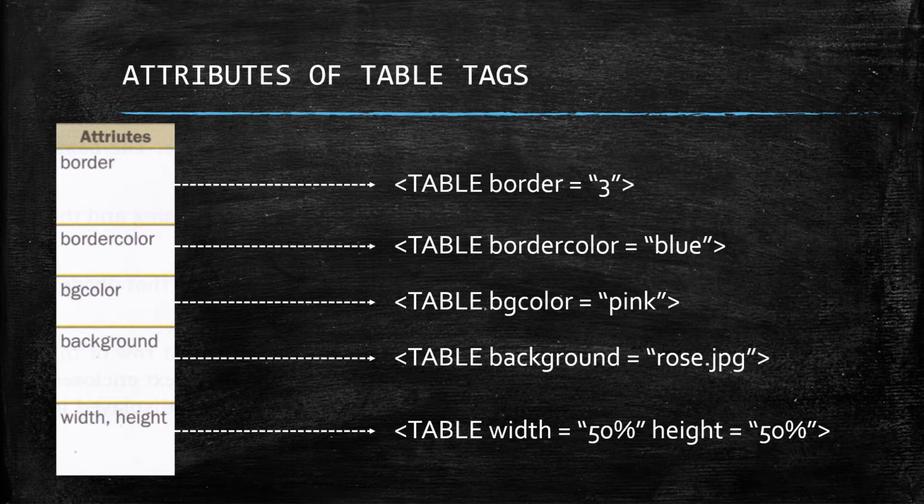Next, we have the background attribute. The background attribute allows us to add images to the table background. Next, we have width and height attributes. These attributes allow us to control the width and the height of the table.